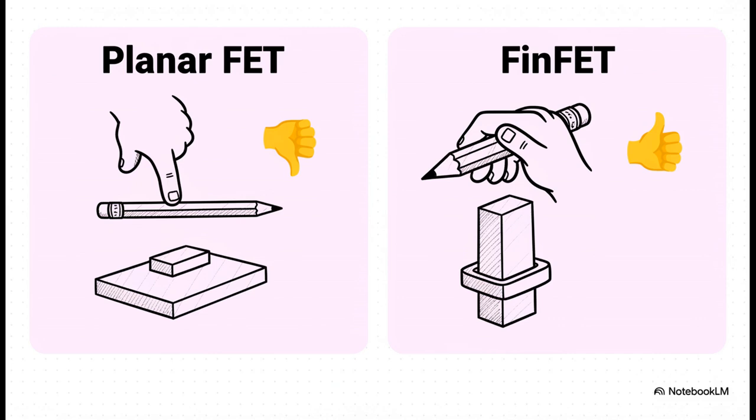Instead of a flat channel, the silicon is raised up into a little vertical fin. Then the gate is literally wrapped around 3 sides of it. So we've gone from pressing the pencil with one finger to gripping it with your thumb and 2 fingers. The control you get is so much better, and leakage just plummets.